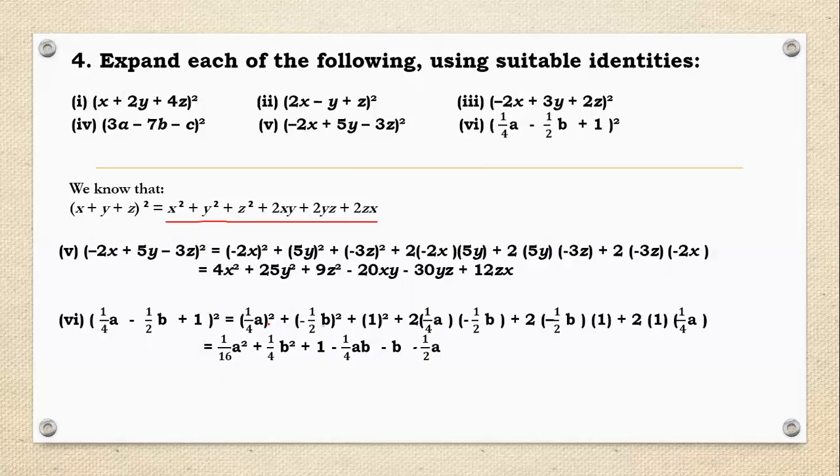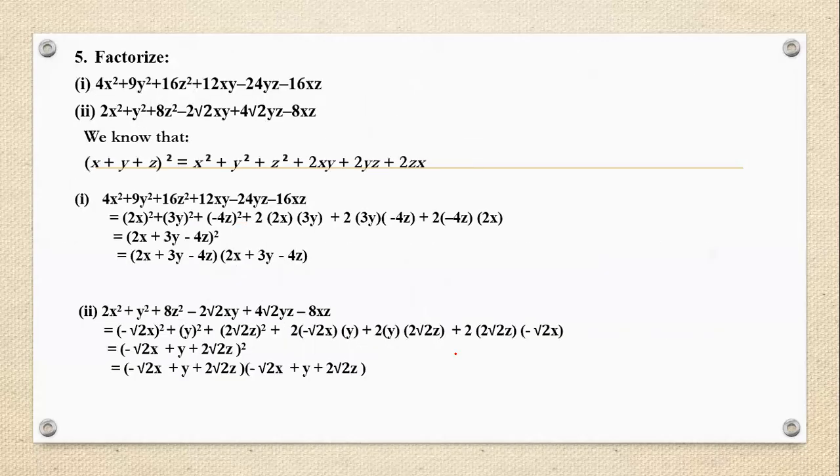1 by 4a square whole square becomes 1 on 16a square, then it is positive. A negative value raised to an even power is always a positive value, so we have 1 upon 4b square, then plus 1, and so on. We can see the answer that we have got here. Now next we have question number 5.